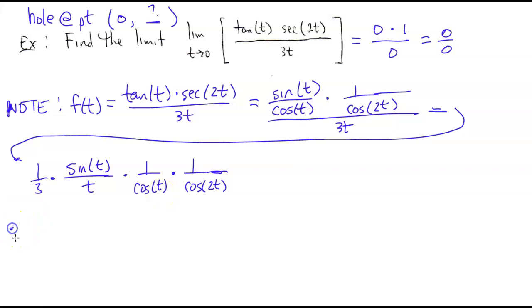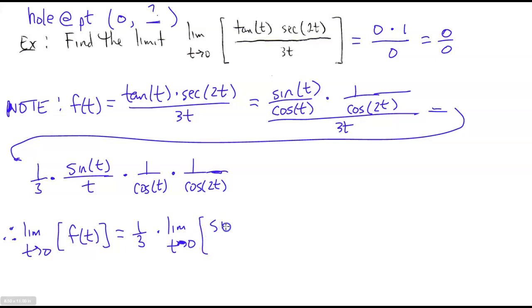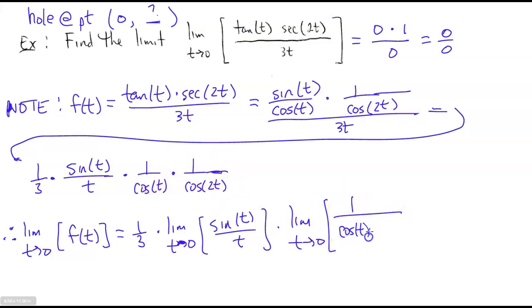So here we can finish up by just saying, therefore, the limit as t approaches 0 of f of t would just be equal to 1/3 times the limit as t approaches 0 of sine of t over t, times the limit as t approaches 0 of 1 over, and I'm going to put all of this together here, cosine of t times cosine of 2t.